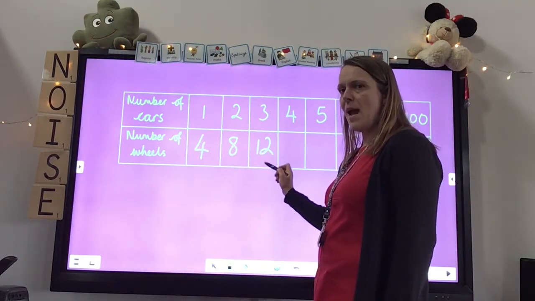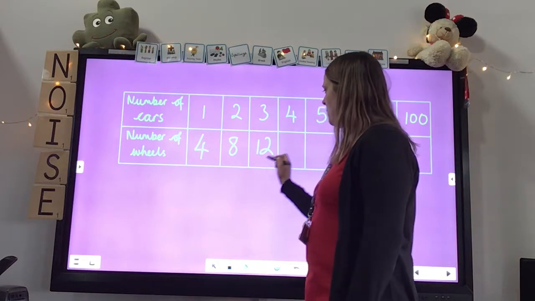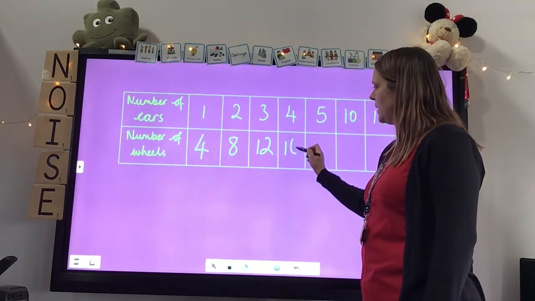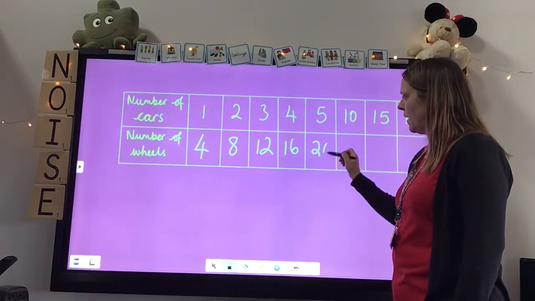Can you see a pattern emerging here? What's the difference? What am I adding on each time? I'm adding on 4 each time, aren't I? So then the next number must be 16, mustn't it? Add on another 4 for 5 cars, it must be 20.